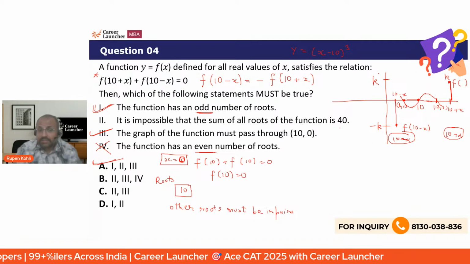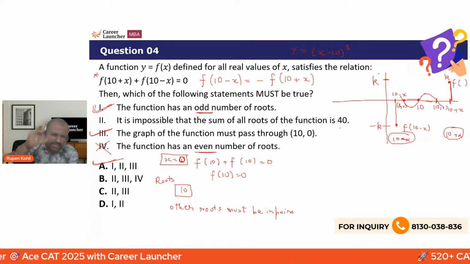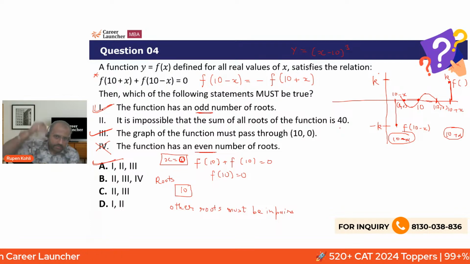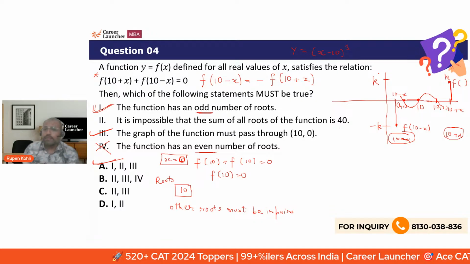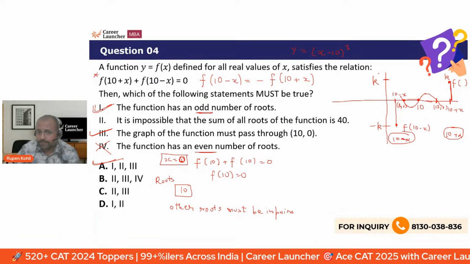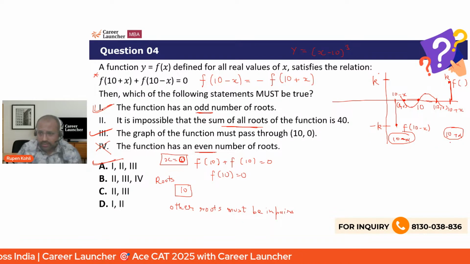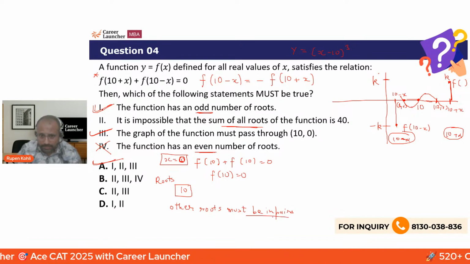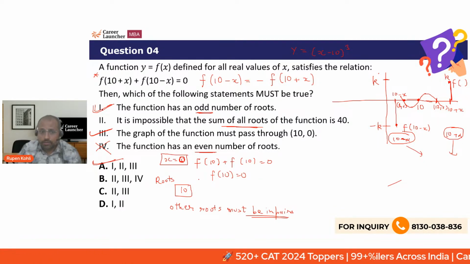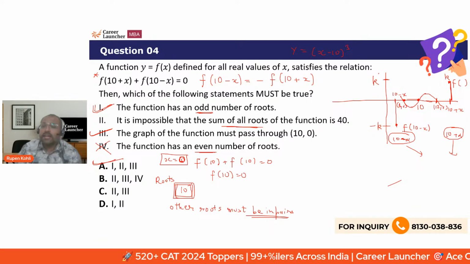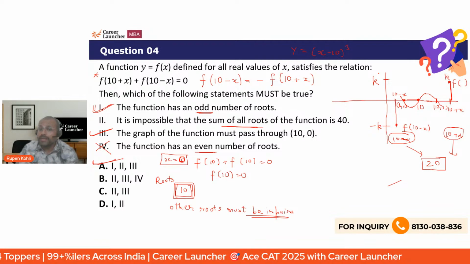It is impossible that the sum of all roots of the function is 40. So this statement is one step ahead, making use of all that we have just said. Roots must occur in pairs. So we are now talking of sum of roots. Look at what I'm saying over here. Roots must occur in pairs. If one root is 10 plus alpha, another root must be 10 minus alpha. One root is 10 over here. If there are 2 more roots, their sum must be 10 plus alpha plus 10 minus alpha, which is 20.